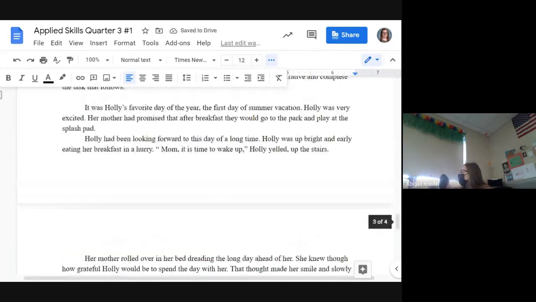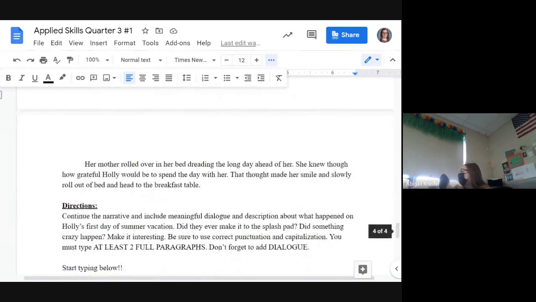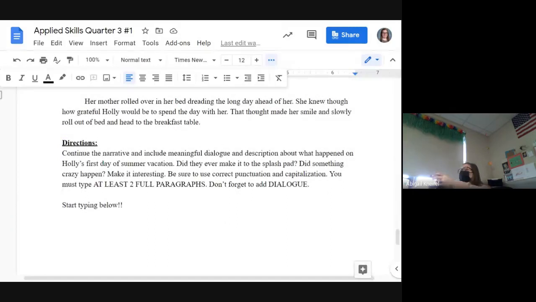So those were the three paragraphs, boys and girls. Now it's time for directions. This is something you might have tomorrow, and this is a little bit different. Corian, you're not where you're supposed to be. The directions say, continue the narrative. What does that mean before I even continue on?